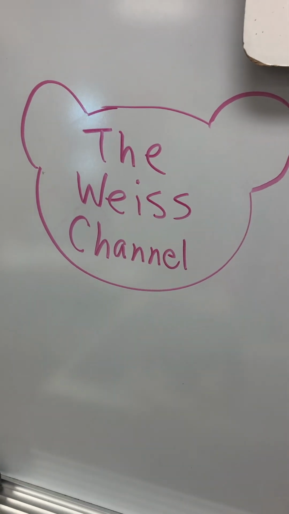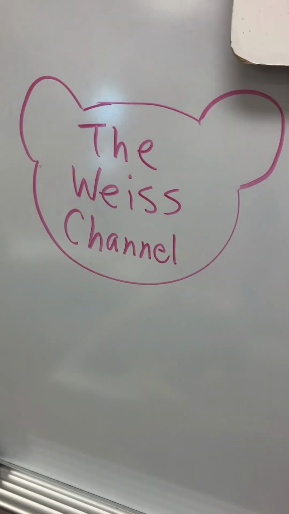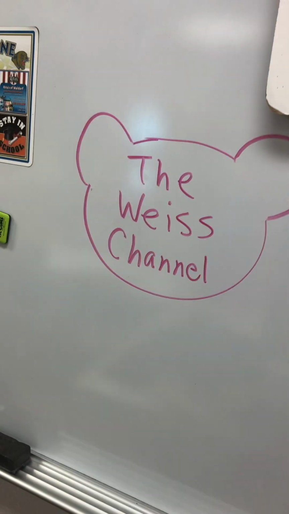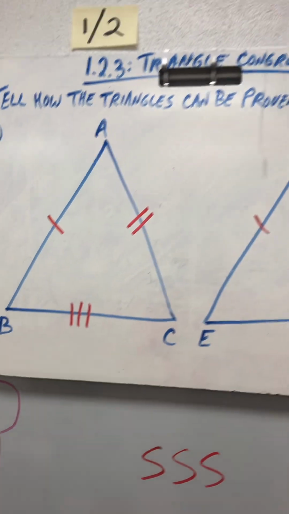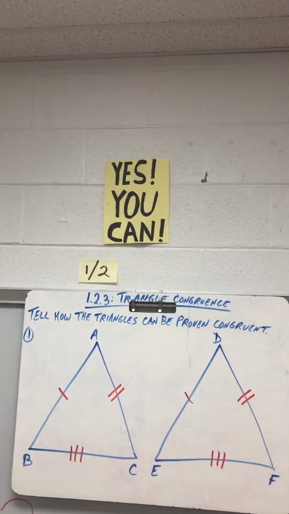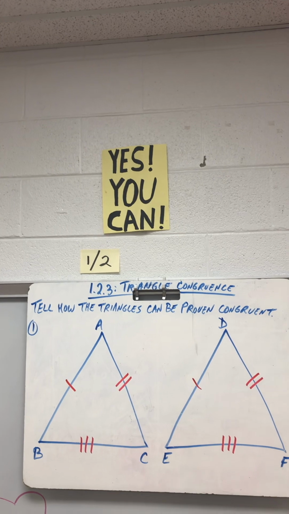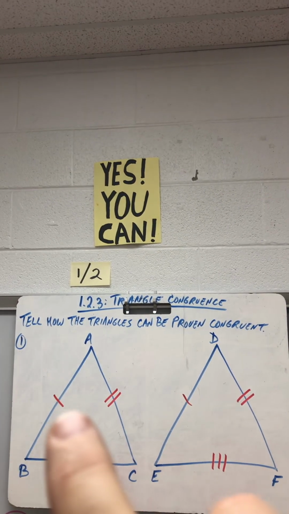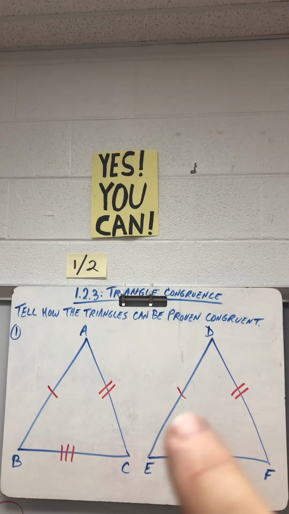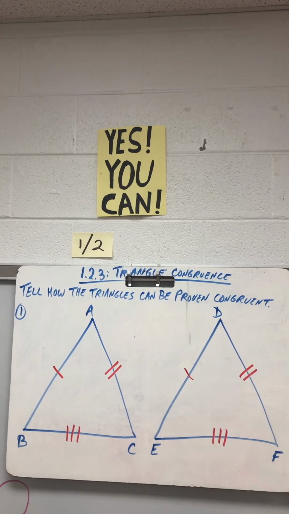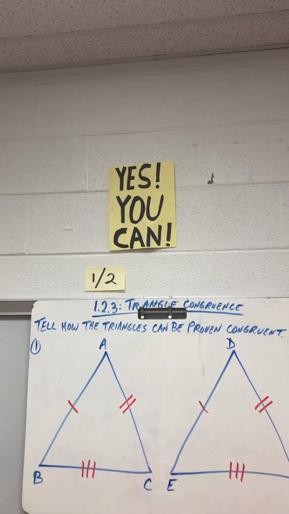Today we are doing triangle congruence. Proving triangles congruent. Okay? So, for example, how are these two triangles congruent? All right? You see how there is one slash here and one slash here, meaning this side is exactly congruent to this side. Congruent meaning equal.